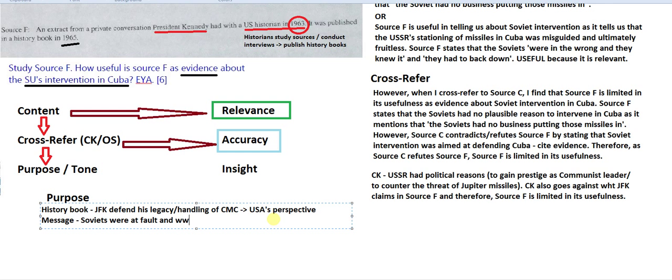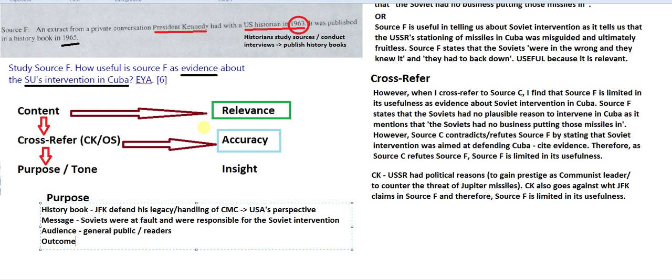And were responsible. So the Soviets were at fault and were responsible for the Soviet intervention. So basically it was not justified. The Soviets were wrong in intervening in Cuba. But if you realize what this helps to do, the audience, of course, is a general audience, or if you want to be more specific, you can say the general public, because the book's going to be published. Or you can just say readers, readers of the book, for example.